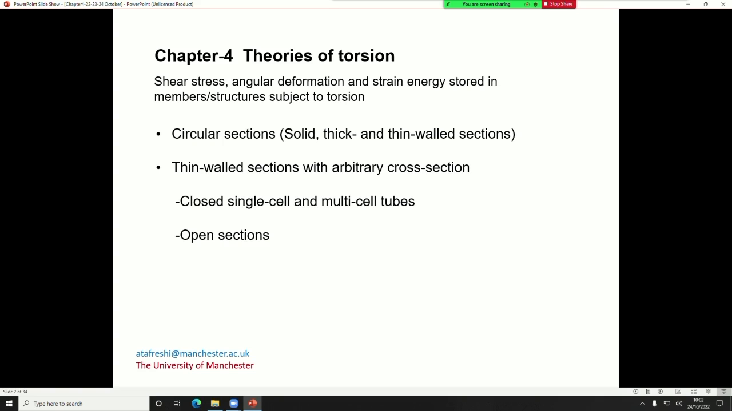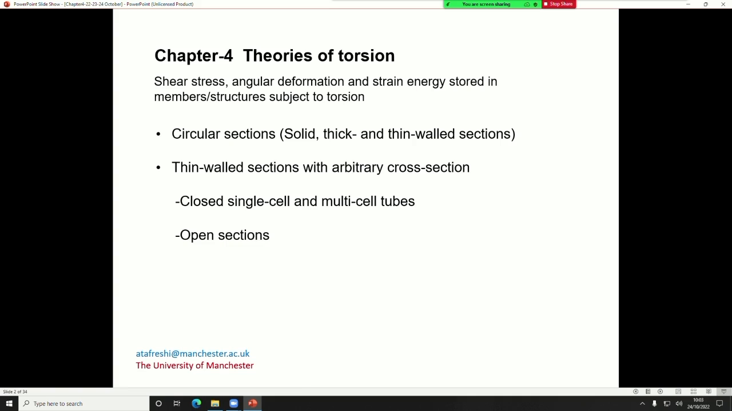The second part of section two, you're going to analyze open sections subject to torsion, typical of I sections, T sections, or channel sections. I should say the theories covered in all these three sections, so solid or thick wall circular sections, thin walled sections, either open or closed, the theories are completely different. You're going to use different sets of equations for each of those three topics. So I just want you to be aware that you're not going to use the same equations.